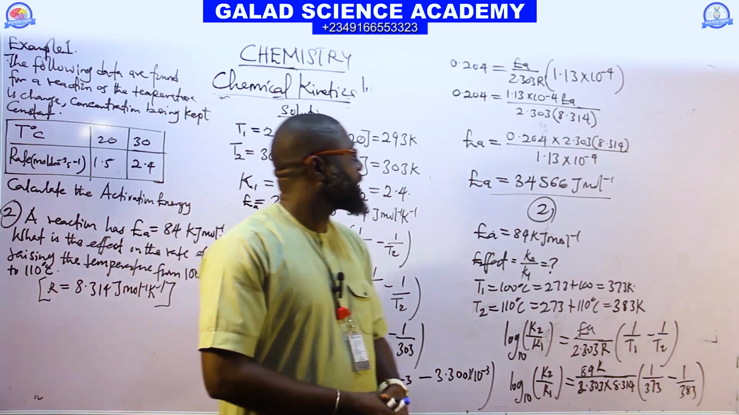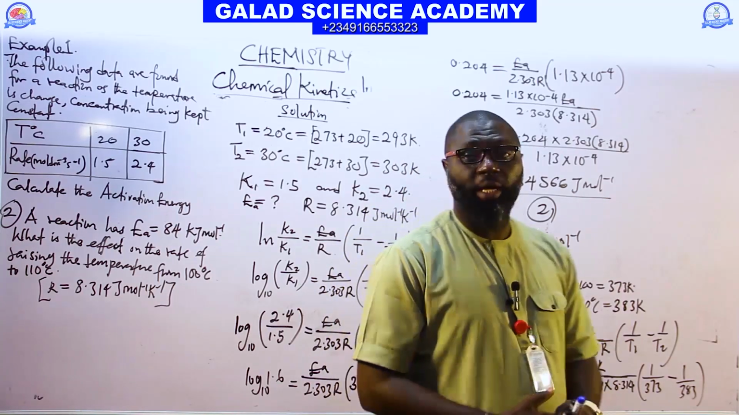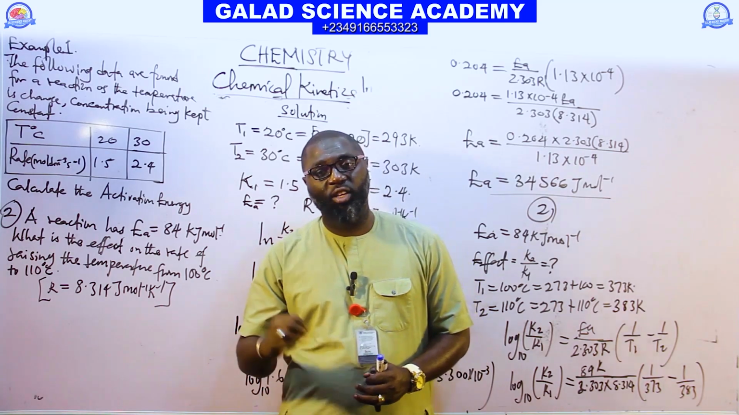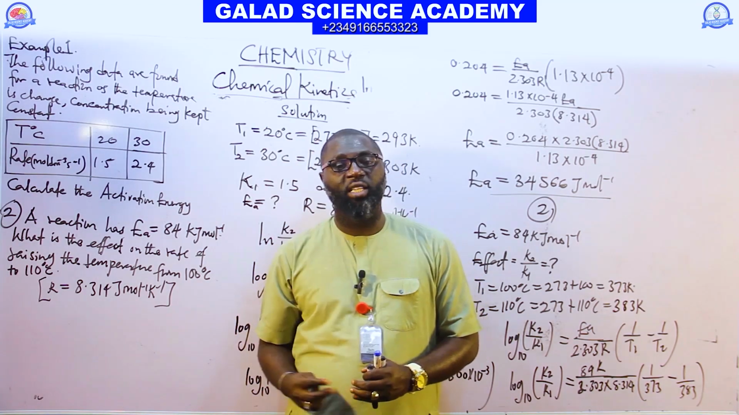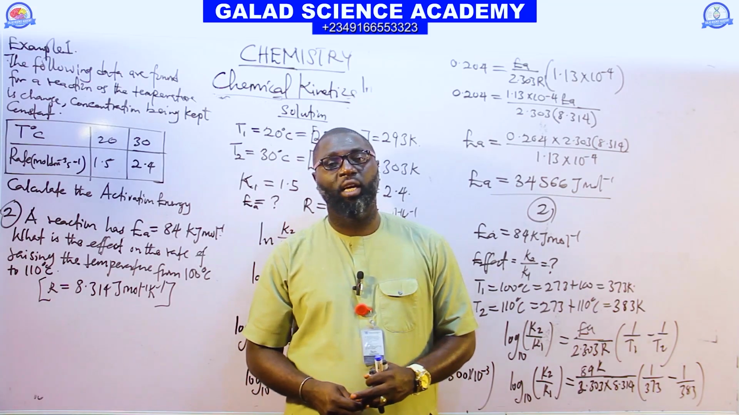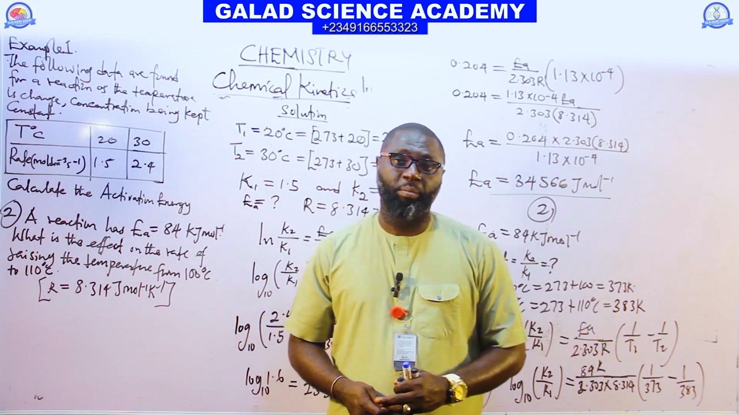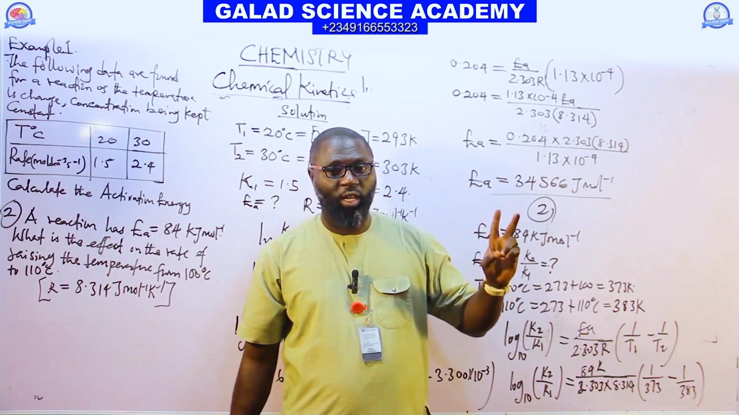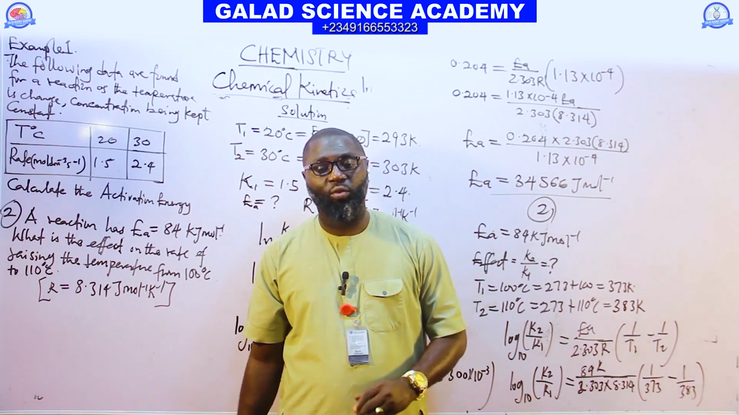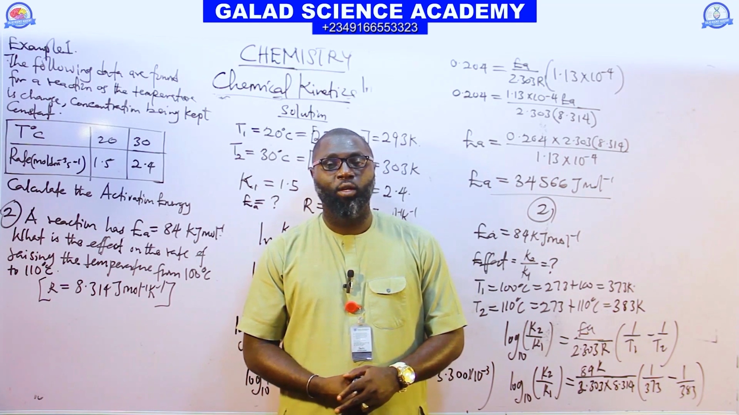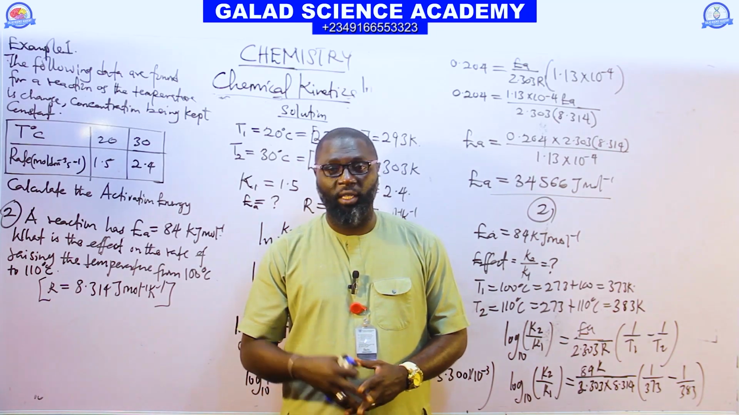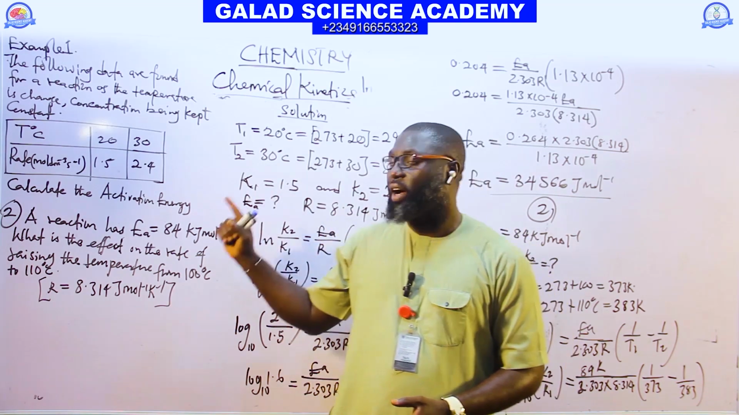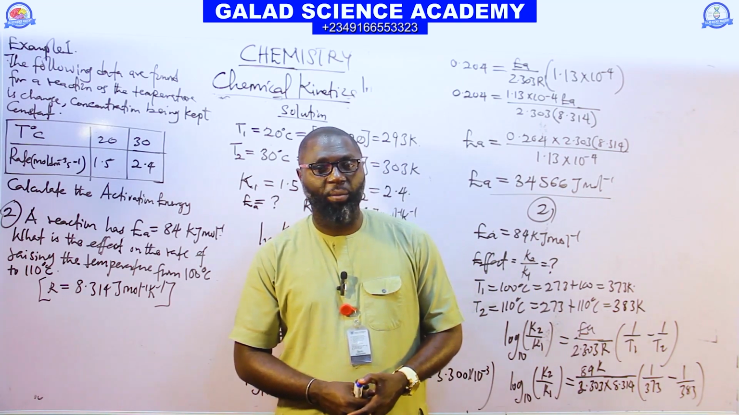So in the next aspect of chemical kinetics, we are going to treat the factors that affect the rate of chemical reaction, the mechanism of reaction, and the mathematical proving of zero order, first order, and second order reactions. So let's meet in the next class or next video for the factors that are affecting the rate of chemical reaction.